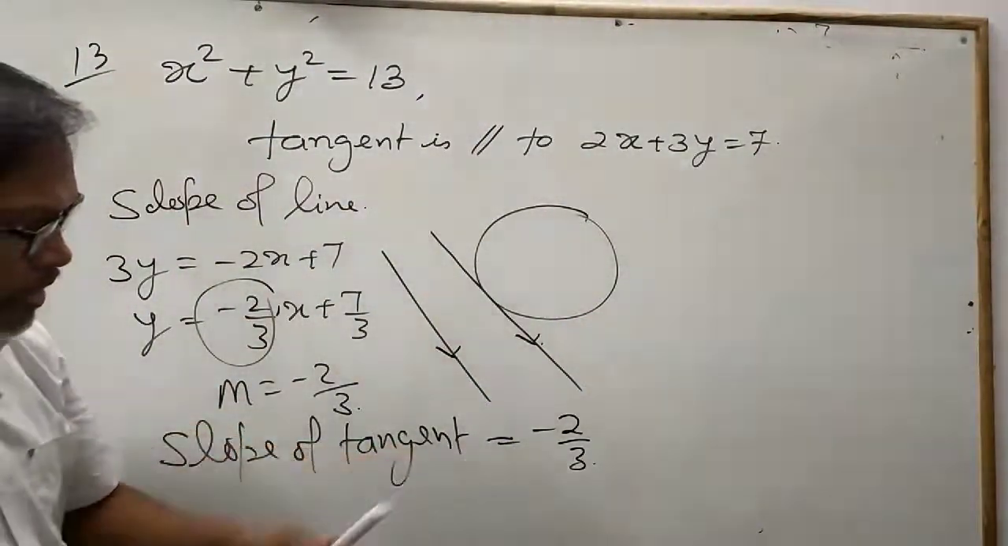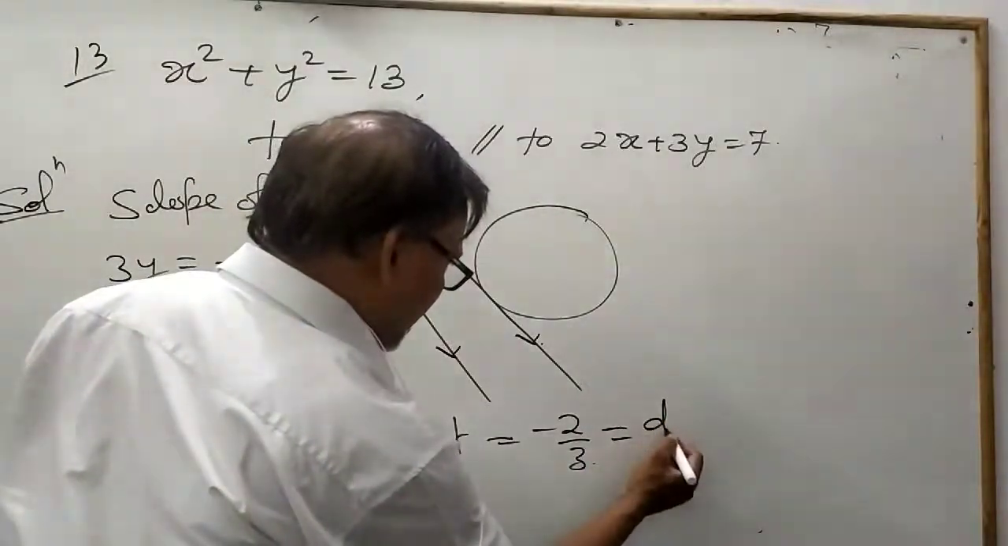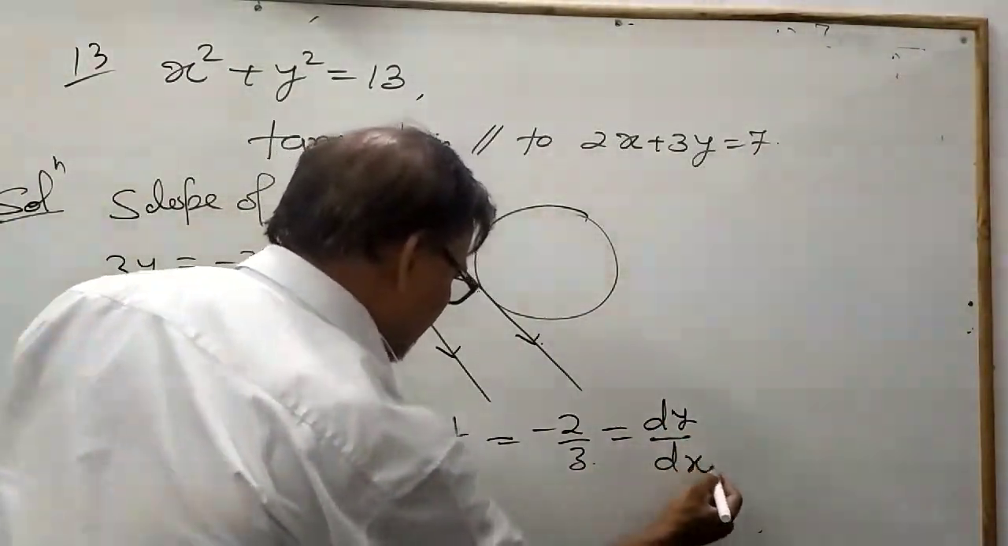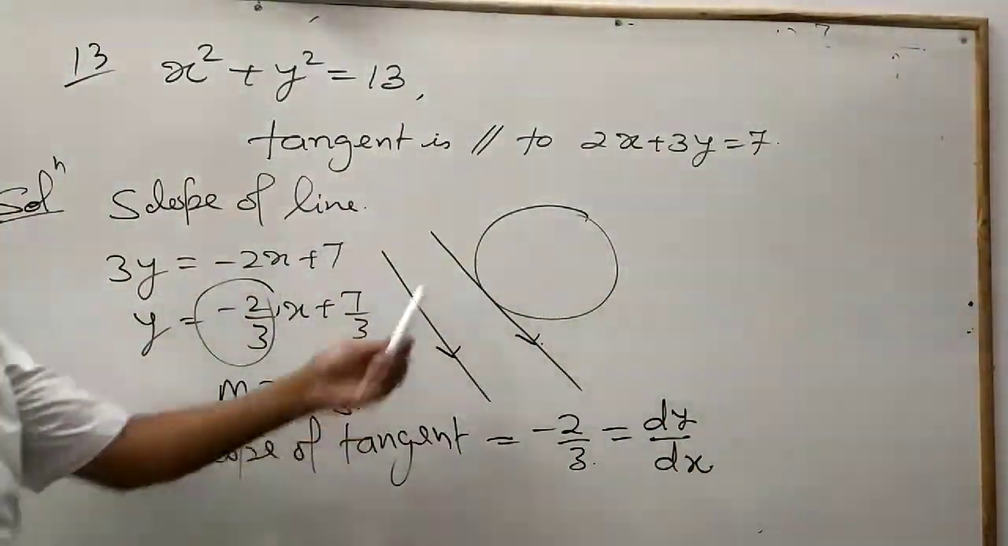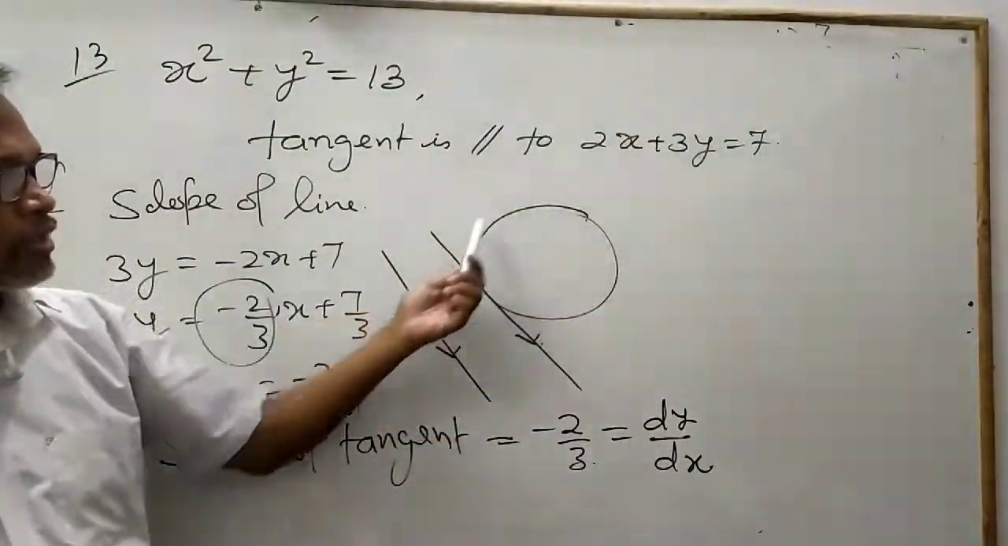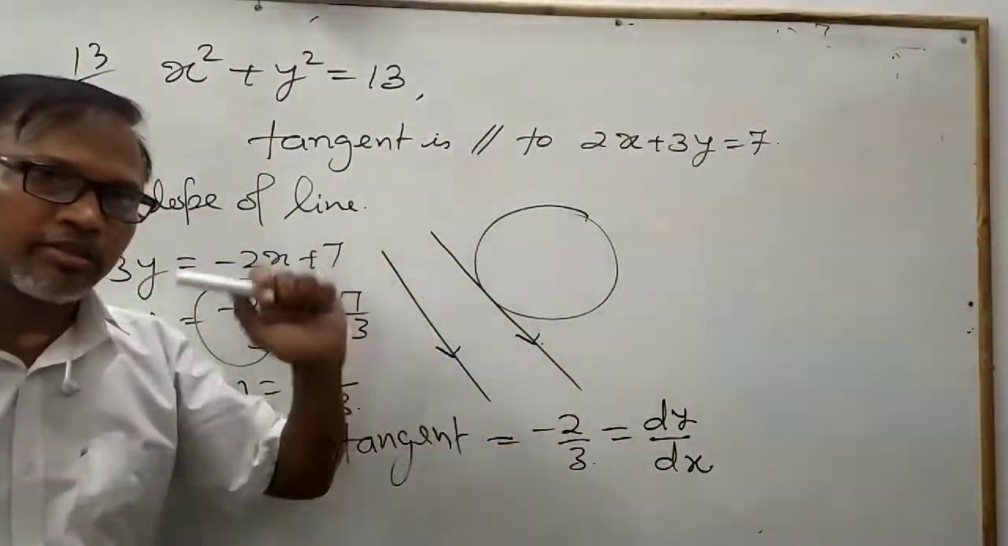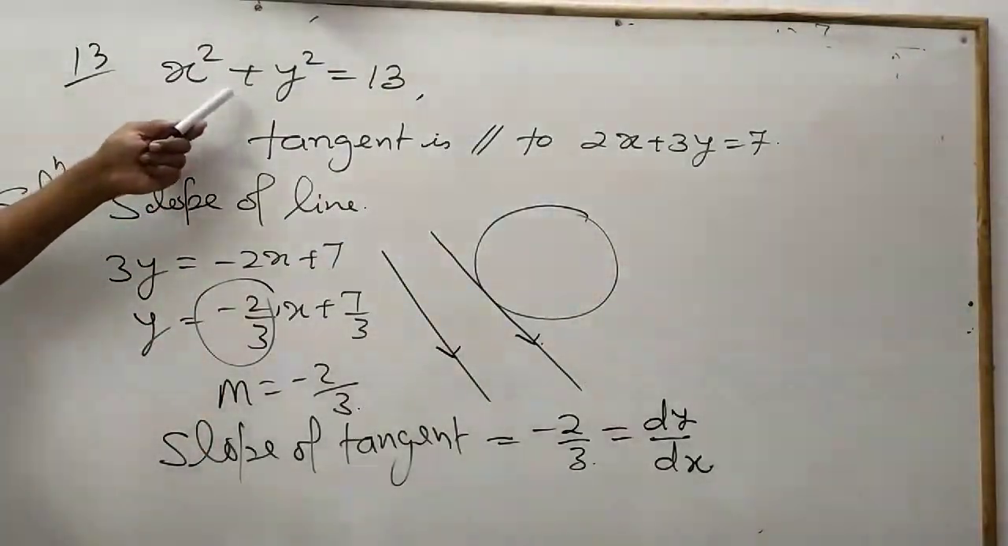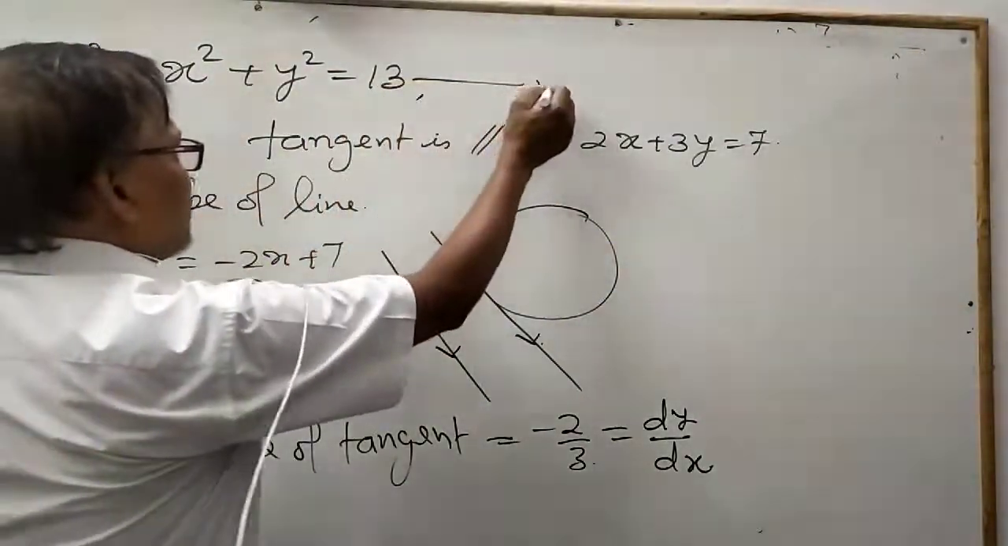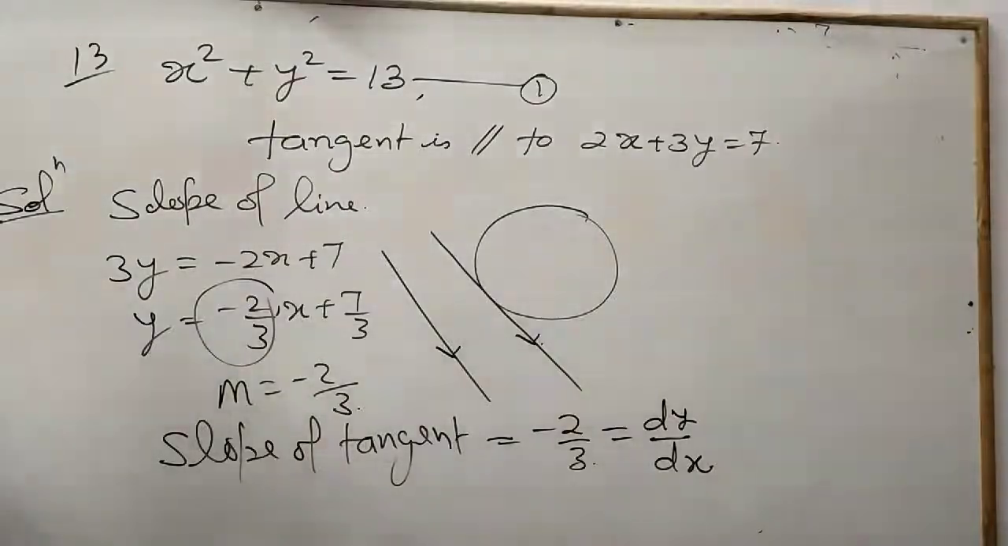Now this slope also represents the dy by dx. We told that the first derivative is this slope. If you differentiate this curve, minus 2/3 should come. Means you have to differentiate this equation number 1. So differentiate.